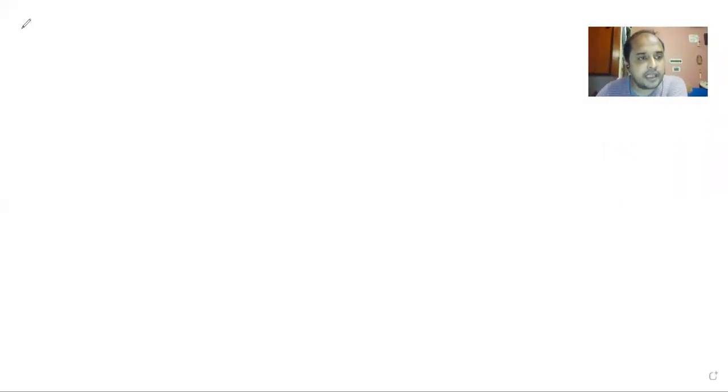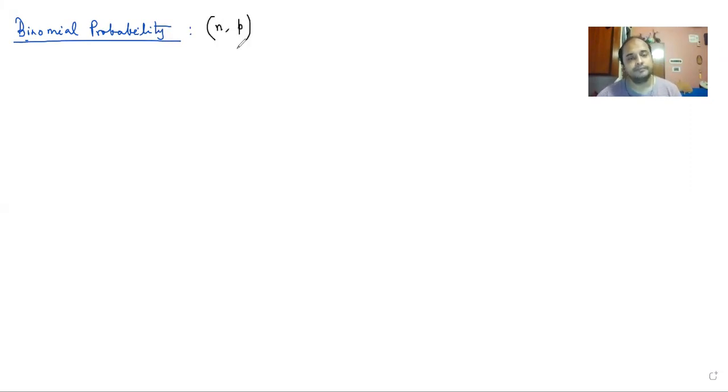So in the previous class, we discussed the binomial probability law, which has a specific probability distribution whose probability mass function is given in a certain way. We know the parameters are small n and small p. This is a probability distribution which a particular system can follow.